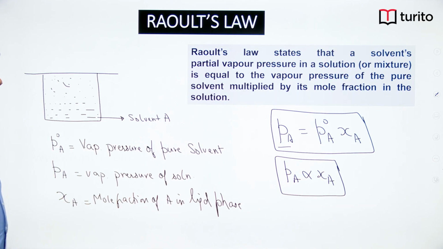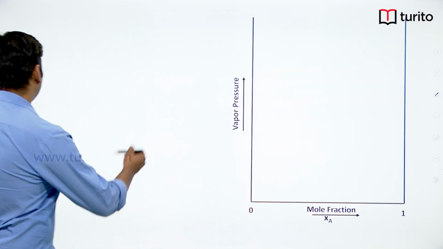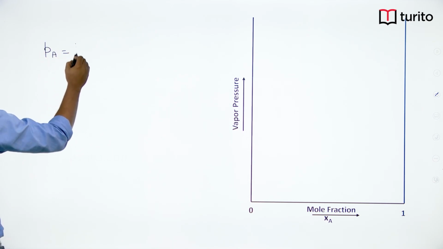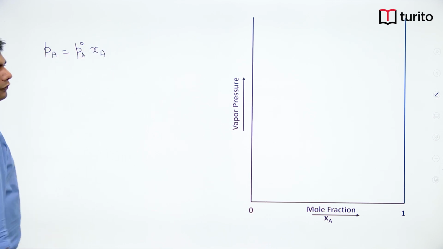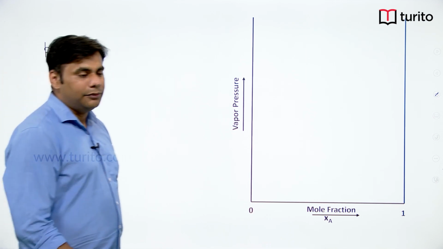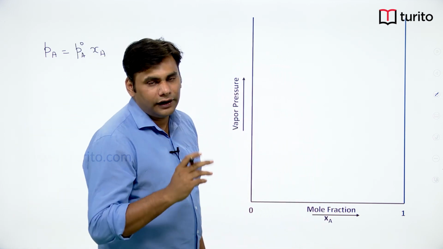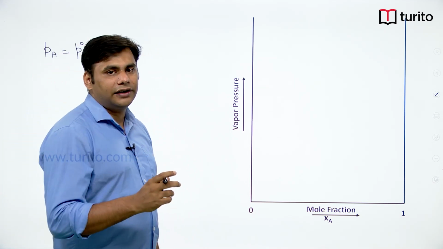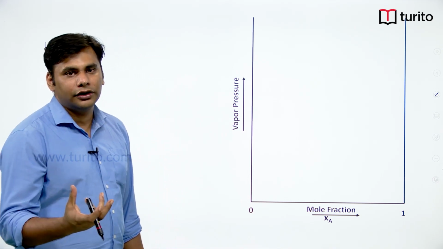Okay, so we know that if we plot vapor pressure versus mole fraction, we have said that PA is equal to P naught A into XA. When XA equals 1, it means we have only one component, A, which we have chosen as solvent, so we have only solvent. The pressure exerted would be equal to P naught A because it is a pure solvent.